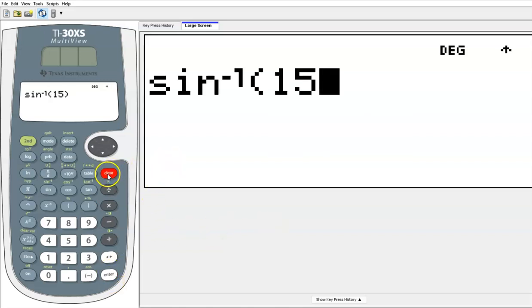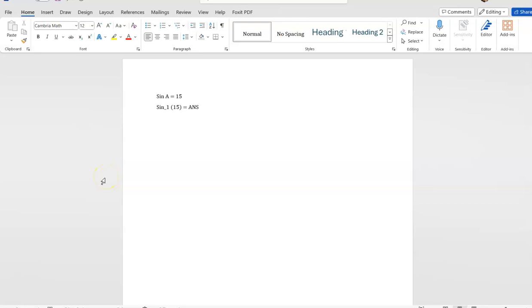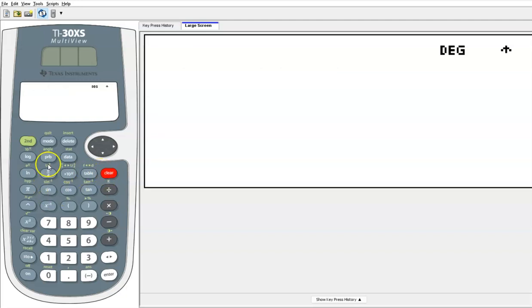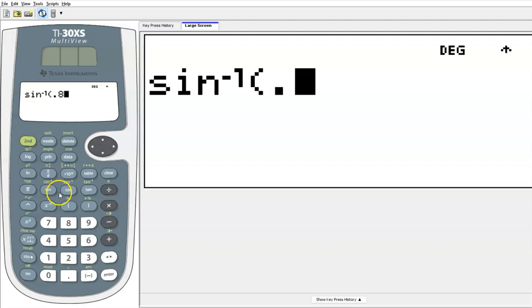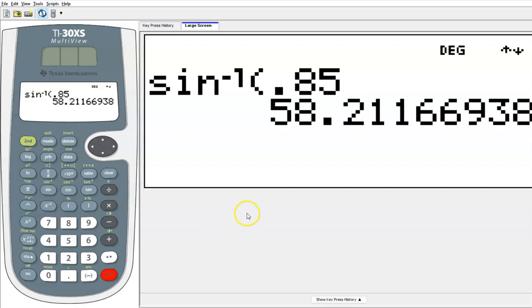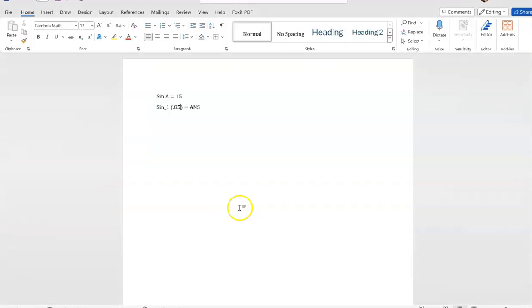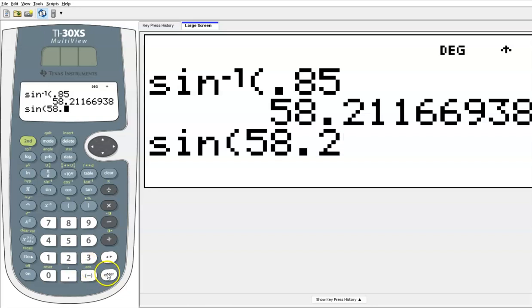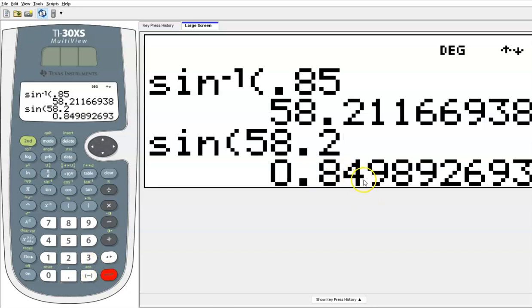Okay, well, because 15, no, it has to be between 1 and 2. So let's do this. That's what I get for making up numbers randomly. 0.85. So this is 58.2. Then if I came back here, just to show you, if I did the sine of 58.2, I would then get back to my 0.85.